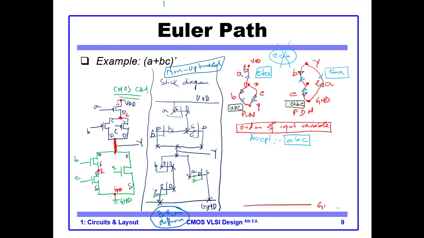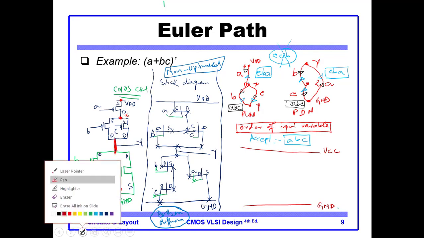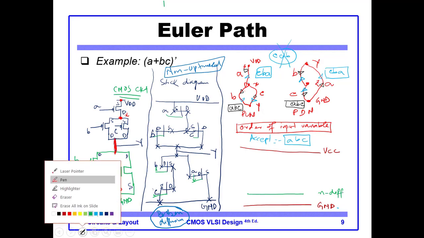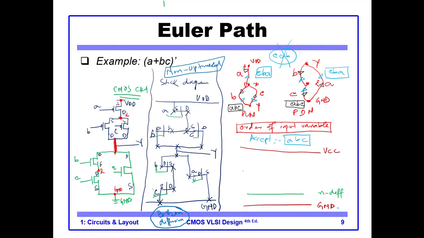This is our ground line and this is our VCC line. Then after that, let me use a different color. This is our N diffusion. And let me use another color. Note that I am just using random colors. It is not according to the legend that I showed you before. So this is the P diffusion region.